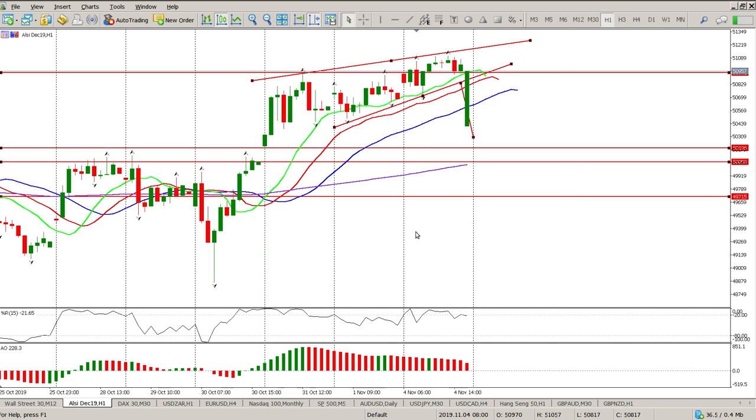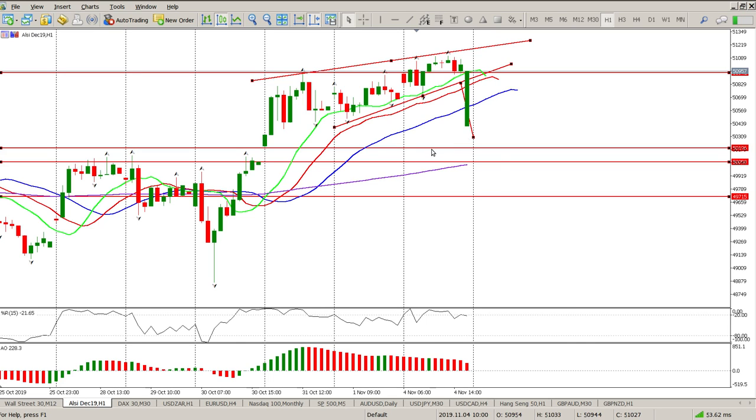In other words, for me at this stage, any long is a bit of a reluctant long because of the wedge it's forming. We could very well just come to the top and then down and then keep going for another couple of days before this thing either breaks to the upside or breaks to the downside. But the probability is a break to the downside.